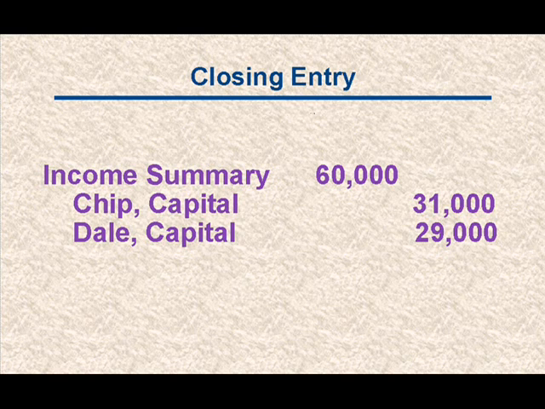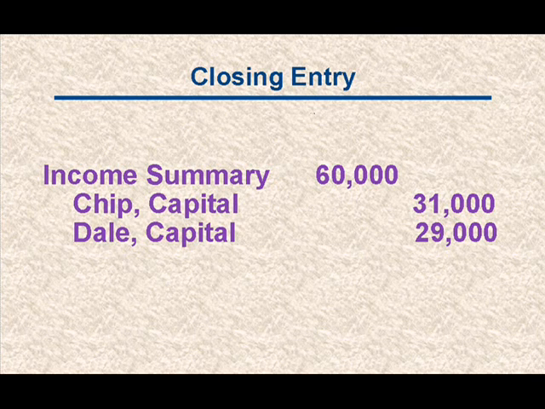Well, we have newfound information. We now know that one partner earned $31,000, the other partner earned $29,000. Their capital accounts should be increased accordingly. The third step in closing entries is debit income summary, credit Chip Capital, $31,000. Credit Dale Capital, $29,000. That's why we did it. That's the importance of that schedule we prepared.